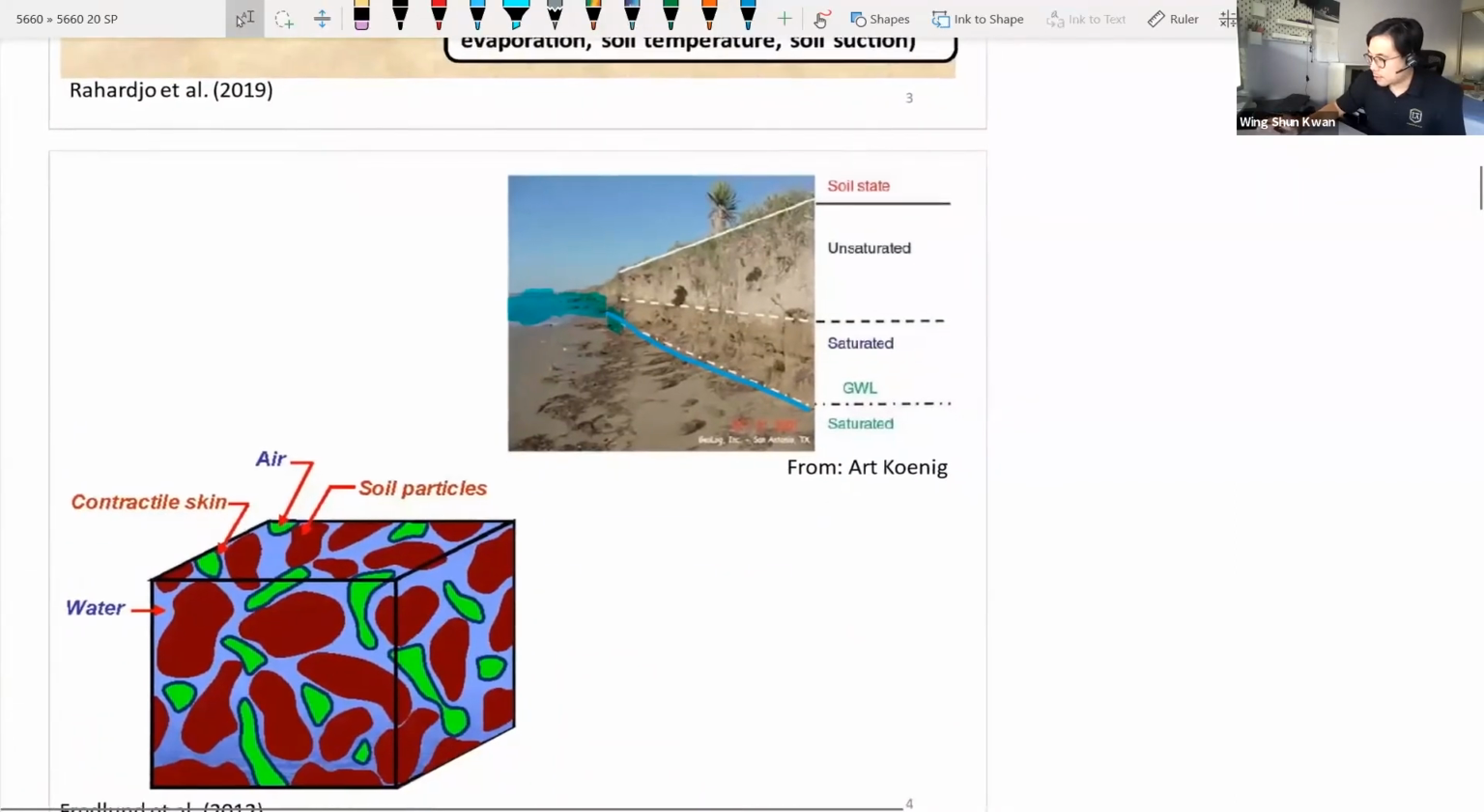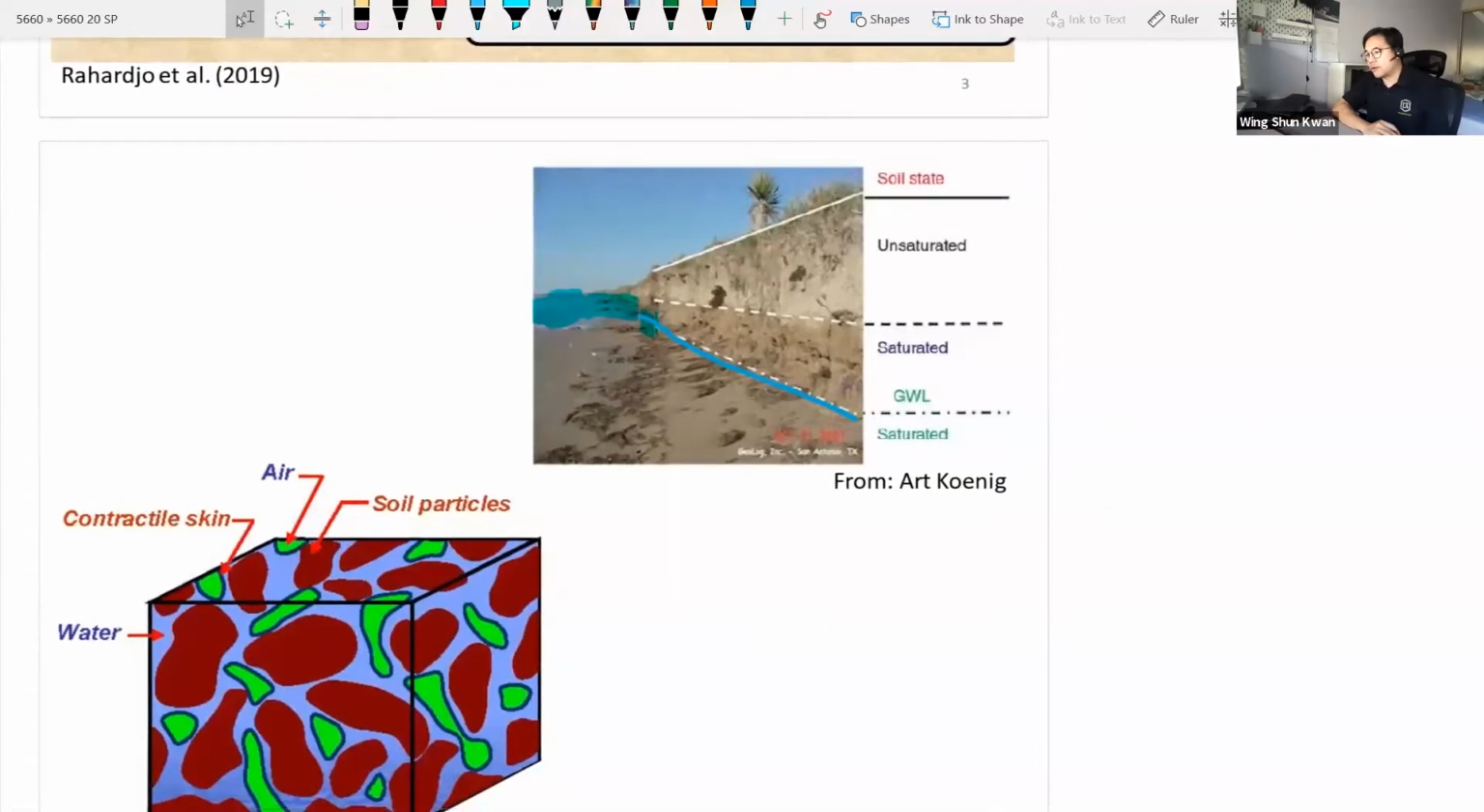So one more time, when you are dealing with above-ground earth structures, you need to understand where the groundwater table is. But above the groundwater table, you can still be saturated. But to a certain point, you will be dry enough that you consider it to be unsaturated. And remember, this boundary here depends on the weather.